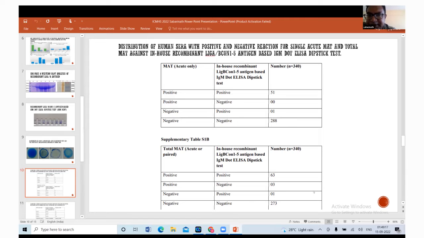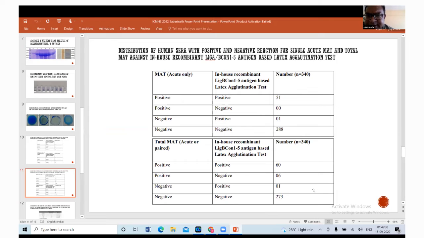Single acute MAT, when compared with the dipstick, there were 51 serum samples out of 340 serum samples reported. While for total MAT, this figure jumped from 51 to 63, indicating that total MAT is better than the single acute MAT. Similarly, for the latex agglutination test, with single acute MAT there were 51 serum samples which were positive. That figure jumped up to 60 when we did it with the total MAT.